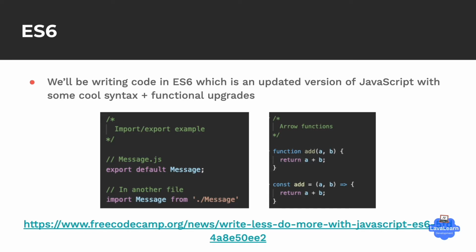We'll be writing code in ES6, which is an updated version of JavaScript with some cool syntactical and functional upgrades. For example, on this slide on the left, this is how you can export and import code, so you can split up JavaScript across different files. On the right, this is an alternative way of writing functions. You can define a function as if it was a variable and use it that way.